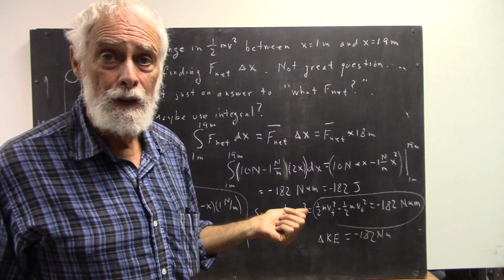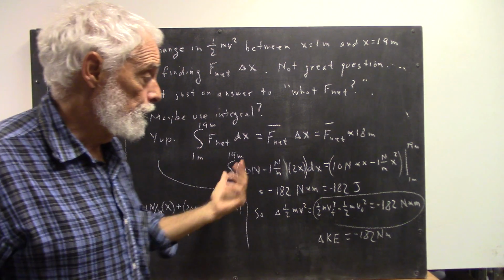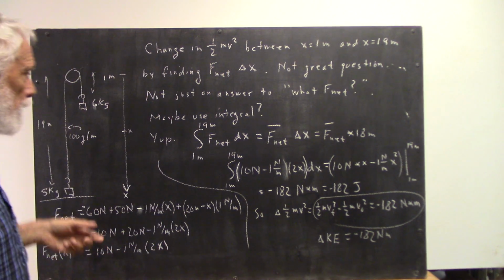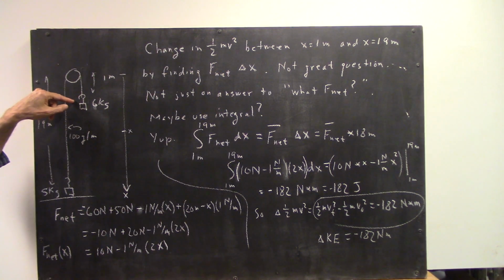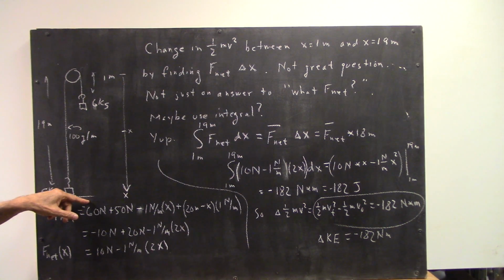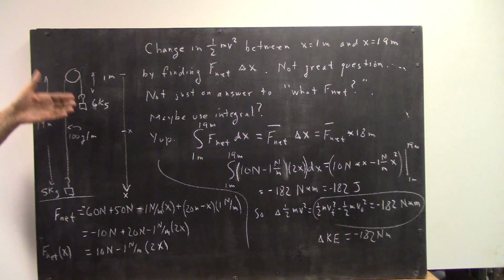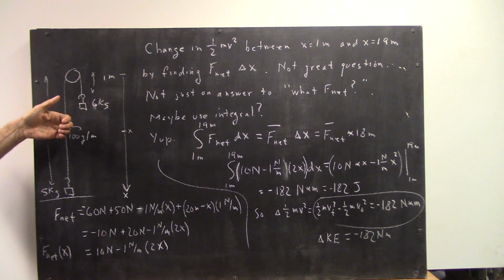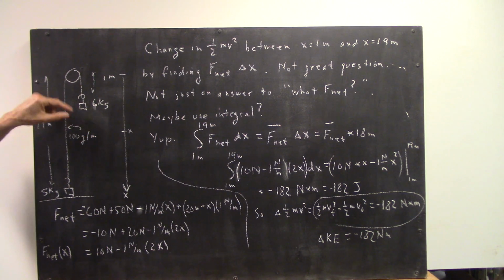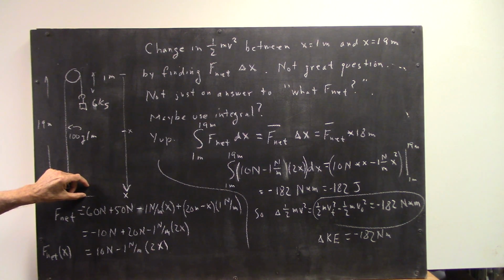So you ask yourself, what kind of speed do I have to give it to start out? Well, I have to give it enough speed that its change in kinetic energy will be negative 180 Newton meters, that the F delta X is going to be negative 180 Newton meters. If I don't give it that much speed, it doesn't have enough 1/2 mv squared to have that much change. It's got to have at least 182 Newton meters of 1/2 mv squared here in order to get here.